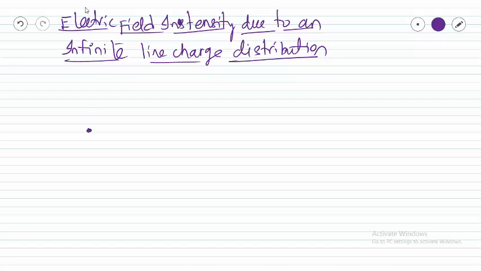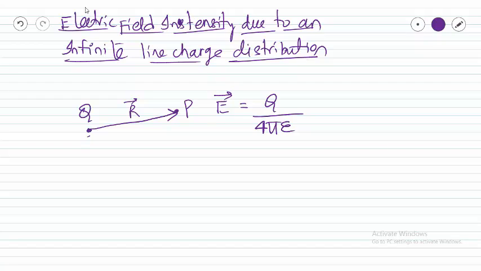If Q is a charge located at some point and P is the point of interest where we would like to find the intensity of the electric field due to the charge Q, then the first thing we do is draw a distance vector r bar. The electric field expression is given by Q by 4 pi epsilon r square a r bar. This is the general expression.